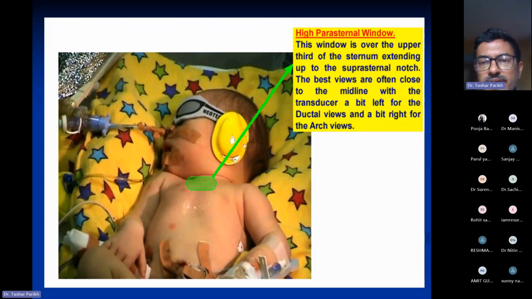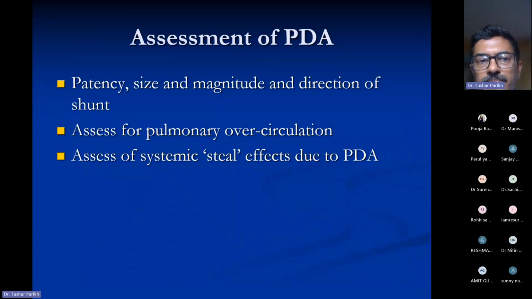Now, where do you look for the duct? You look for the duct at the high parasternal view. Some people recommend putting the probe on the left side of the manubrium, and sometimes it may be visibly better on the right side of the manubrium on the high parasternal area. Most commonly, the PDA view is the left high parasternal view, just next to the manubrium sternum.